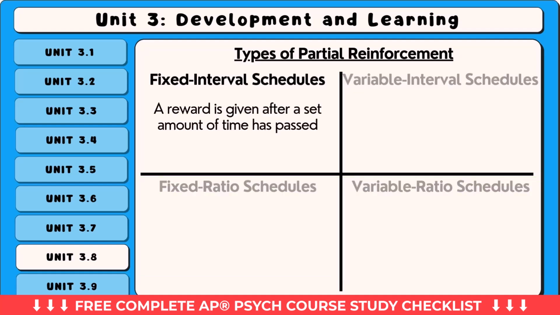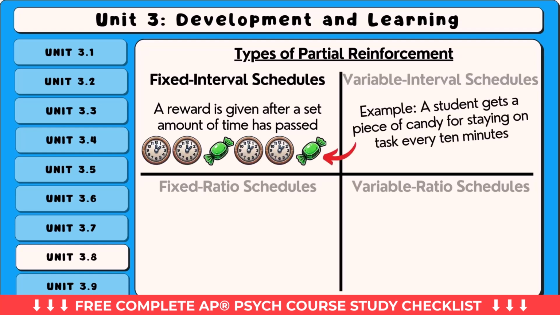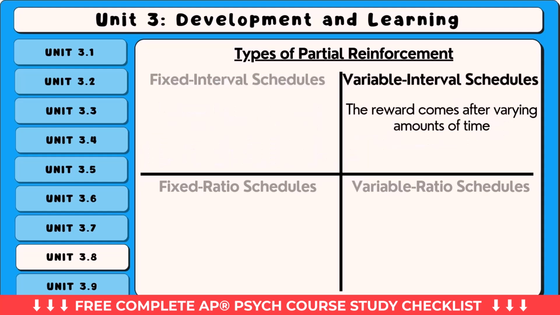In the fixed interval schedule, a reward is given after a set amount of time has passed, as long as the behavior happened. For example, a student might get a piece of candy for staying on task every 10 minutes. The time stays the same each time, so people often do the behavior more as the reward time gets closer.